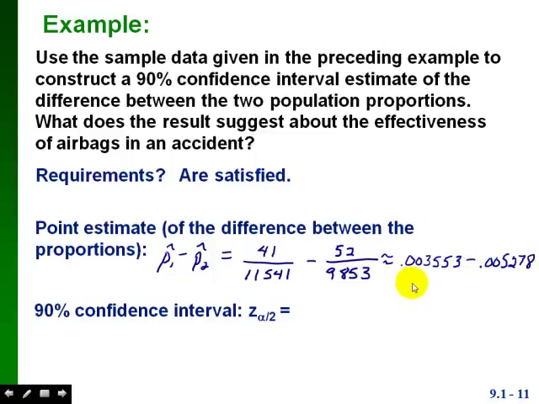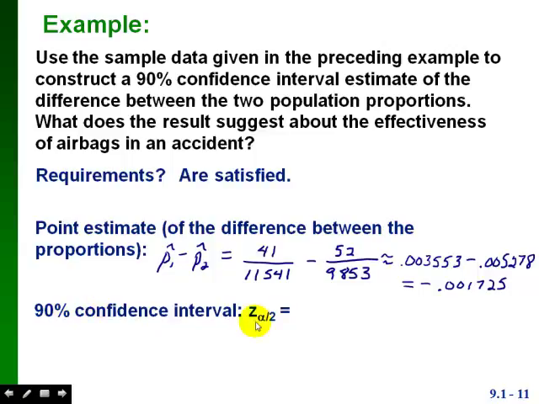So if we subtract these two, we have a negative value for the difference between our two sample proportions. And notice that here we can end up with the negative value because we're talking about the difference between the two sample proportions. What this tells us in general is that the first sample proportion was smaller than the second sample proportion. That's why we got a negative value when we subtracted them.